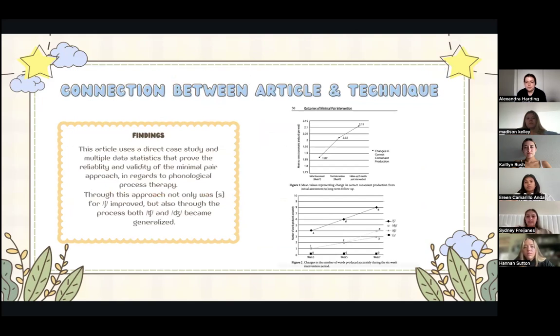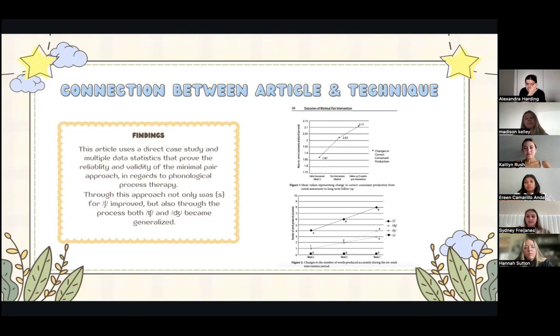And then the findings of this article used a direct case study and multiple data statistics to prove the reliability and validity of the minimal pair approach in regards to treating a phonological process disorder. And through this approach, not only was the s for sh improved, but also the ch and j became generalized in this particular client.